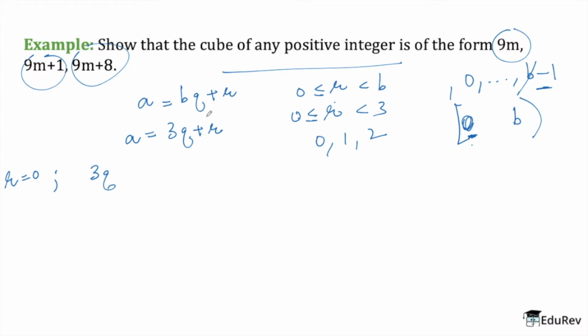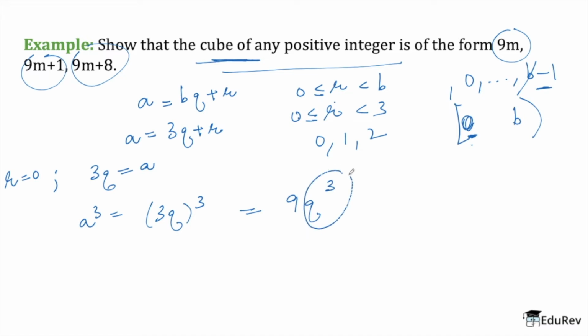3q. So what the question is saying is that I need to find the cube of any positive integer. Now I know that a equals 3q. So cube of a is going to be what? 3q cube. So this is going to be what? 9q cube. Correct. And can I write 9q cube as m? So I've just replaced that with m. So it is of the form what? 9m.